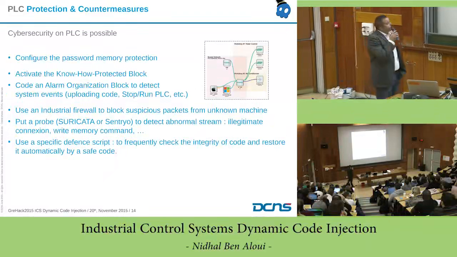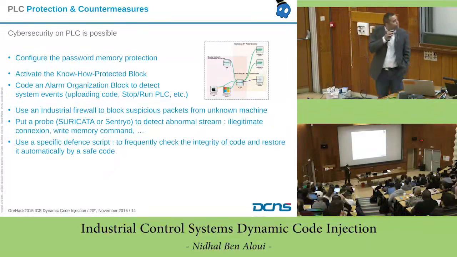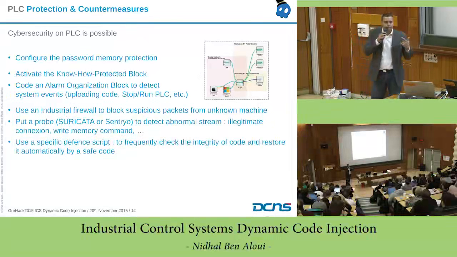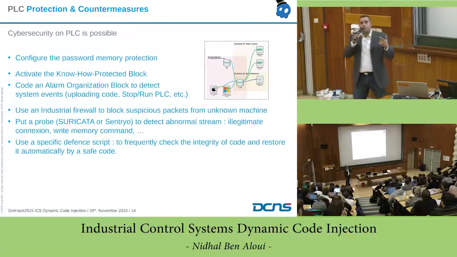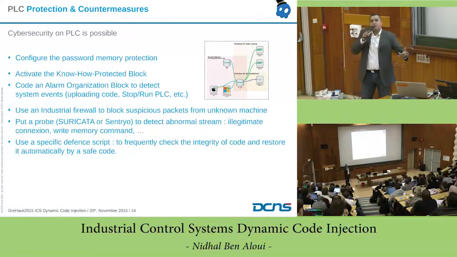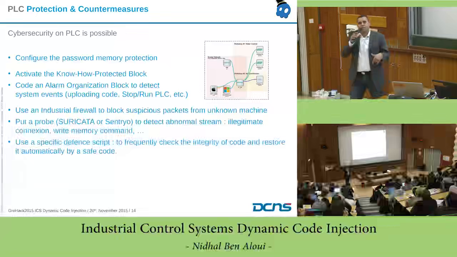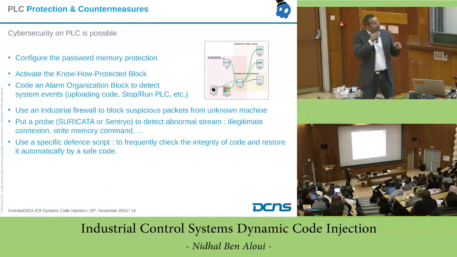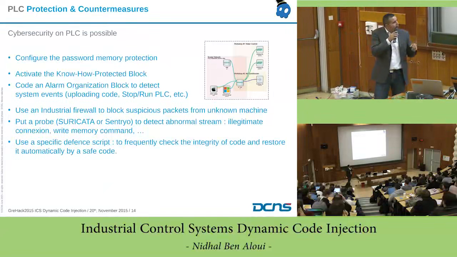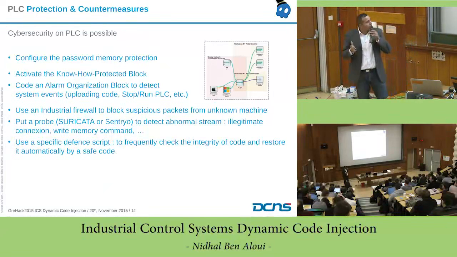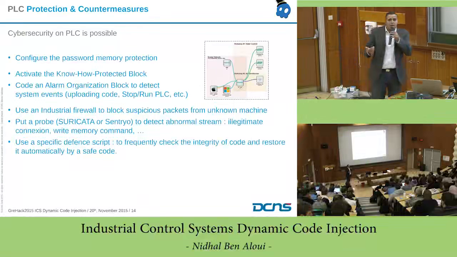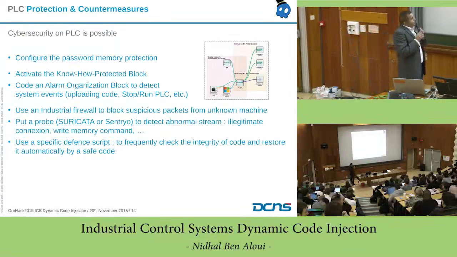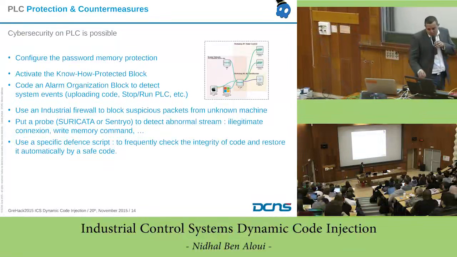And at the end, we developed a specific script in Python, which frequently downloads all the source code from the PLC. We compute the integrity checksum with SHA-256, and if there is a difference in the integrity check, we dynamically restore the original program to the PLC. So this worked very well. It's a small cyber resilience action.